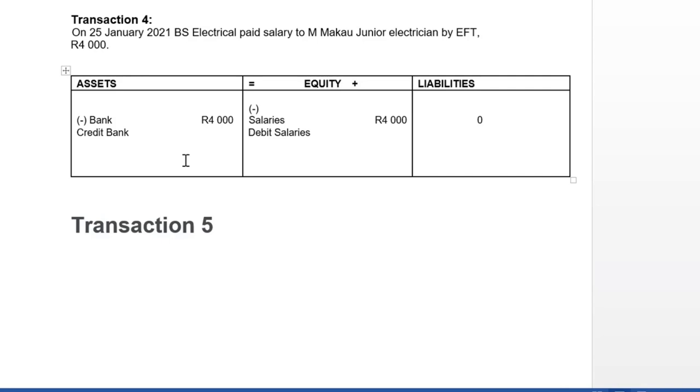Your bank account is what now? Your bank account is decreasing, and the bank account is an asset. And when an asset decreases, you credit the asset. And in this case, salaries is an expense. An expense will always decrease your equity. That's why there's a minus 4,000. So the equation balances as asset minus 4,000, and then equals to minus 4,000.